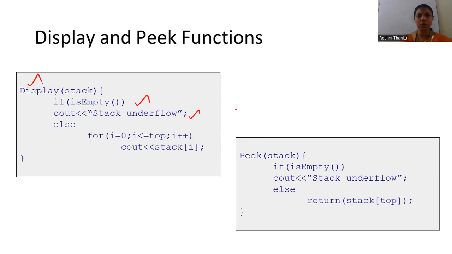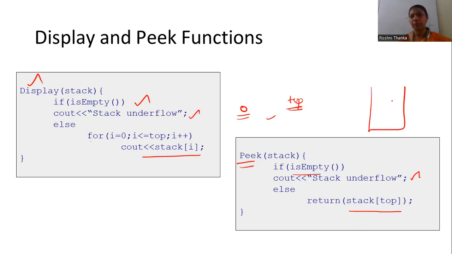To display the stack, otherwise, using a for loop from the 0th location till the top value, we display the stack values. Starting from the 0th index till the top value, we can display it. Or if you want to peek, and the stack is empty, then we say it is underflow. Otherwise, peek always gives you the topmost element, so you return stack of top.